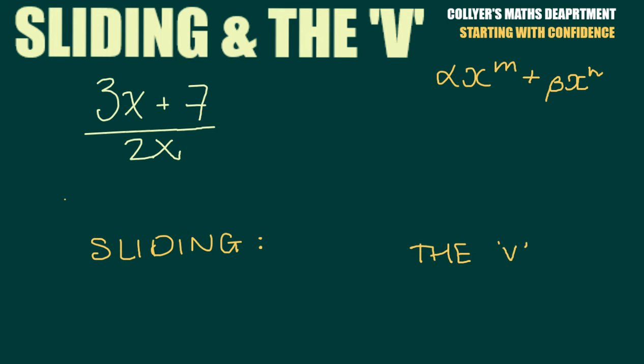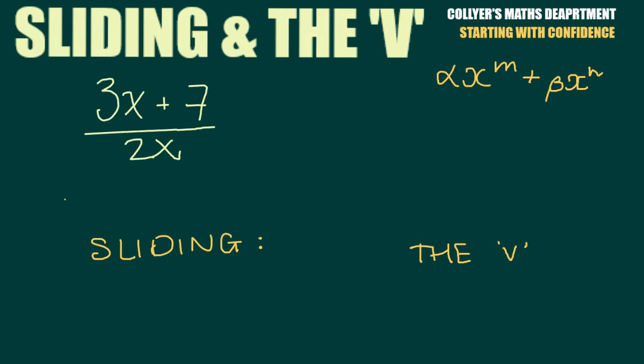So say I've got a fraction a bit like the one I've written here, 3x plus 7 over 2x. Now, you might not know it yet, but there's plenty of things I can do with this fraction. I can find out all sorts of things about the function it describes, but it's not particularly useful to me in the form that it's in.